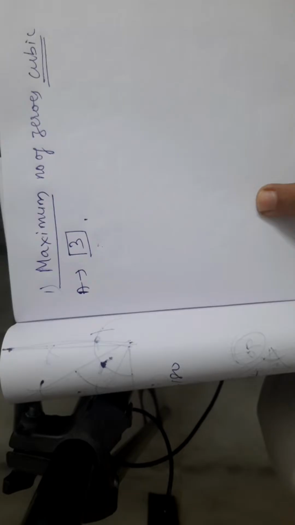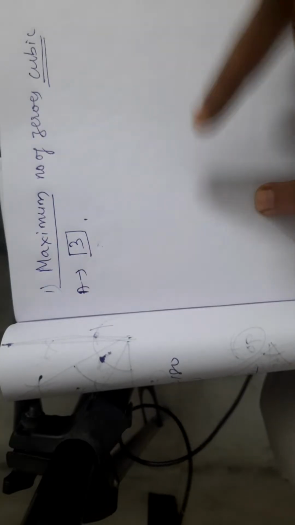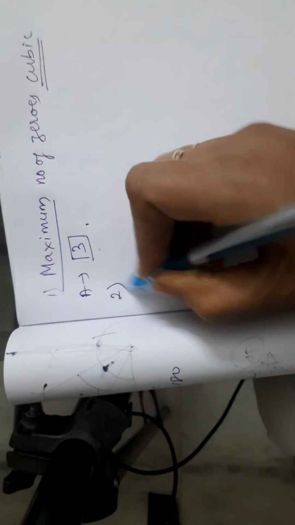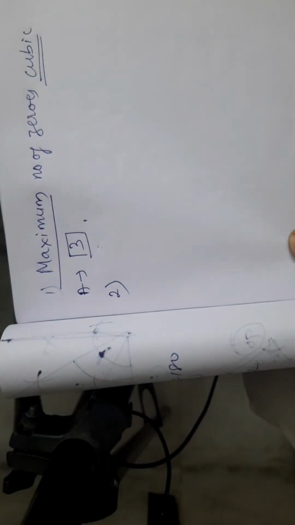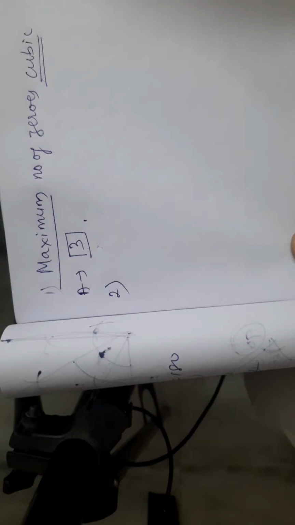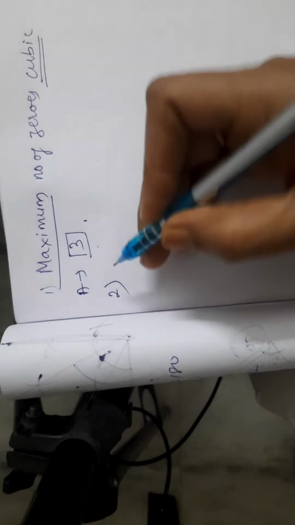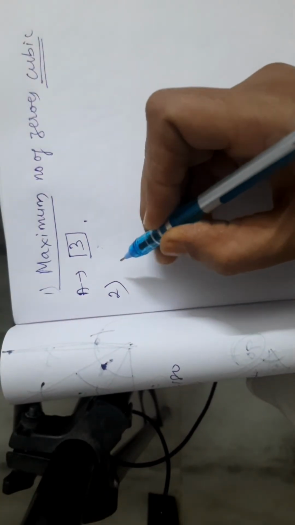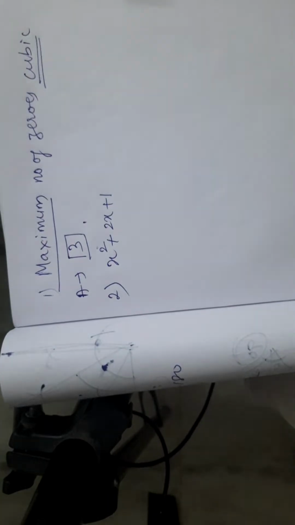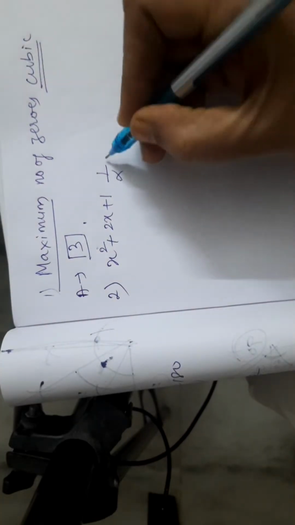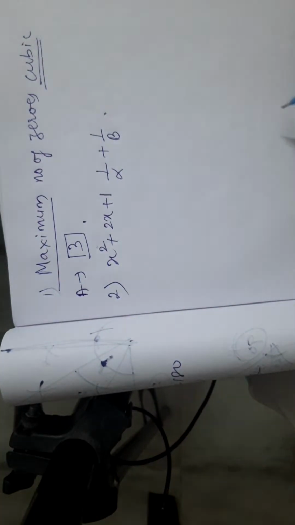Now coming to the next question. If alpha and beta are the zeros of the polynomial, and the polynomial is given as x square plus 2x plus 1, then what is the value of 1 upon alpha plus 1 upon beta? This is a very important question. How are we going to solve it?